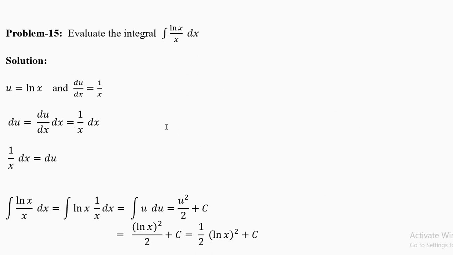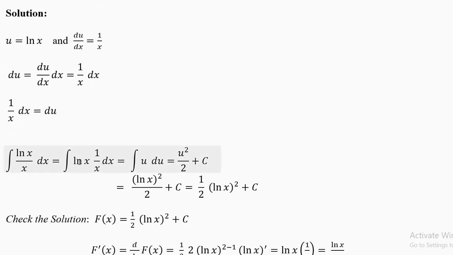Now the last question is evaluate the integral ln x over x. Now the derivative of ln x is 1 over x. So u equal to ln x. du by dx is 1 by x. There are no plus minus problems. There are no numbers other than 1. Into 1 is the same thing. Divide by 1 is the same thing. So 1 by x dx is du. We'll get ln x into 1 over x dx. 1 by x dx is du.